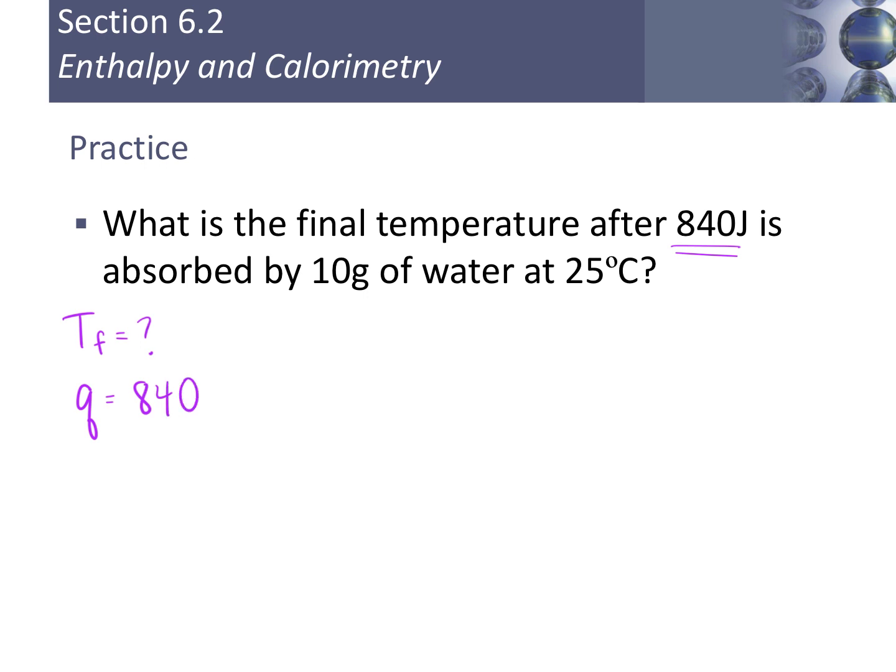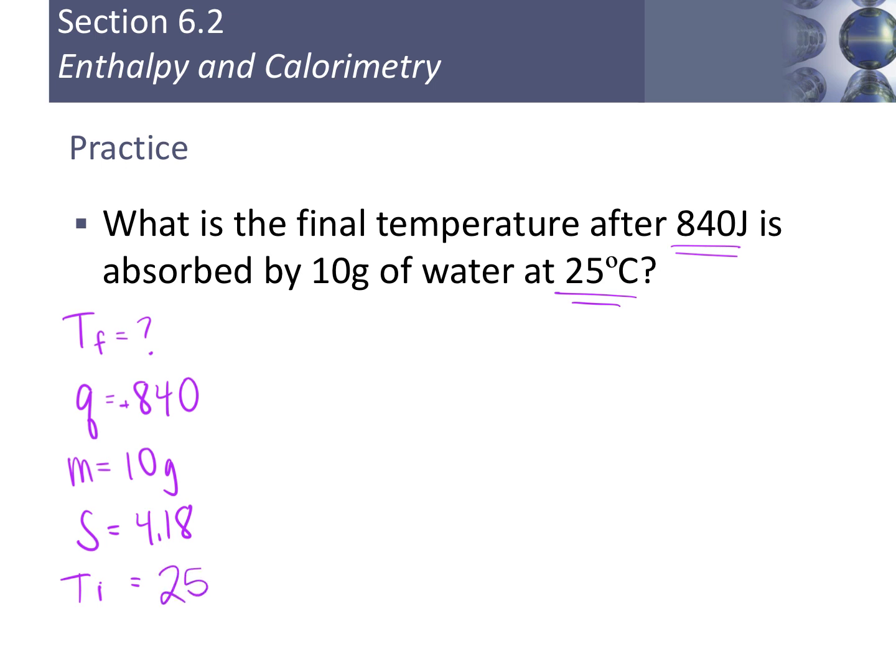It says it's being absorbed. So is that into or out of? Into. So it's a positive 840. 10 grams of water, so my mass is equal to 10 grams. And what do I know about the specific heat of water? It's 4.18. And it says at 25 degrees Celsius, that has to then be my, what temperature? Initial. Yep, we're always going to use M S delta T. That's what we use 99% of the time. So initial temperature is going to be 25.